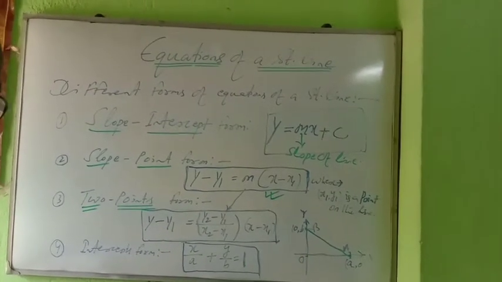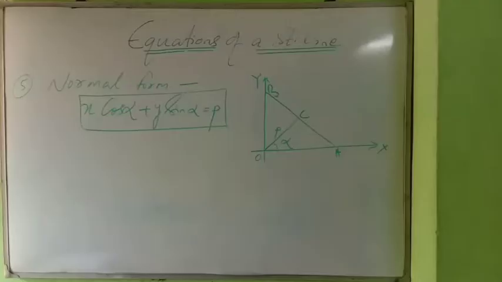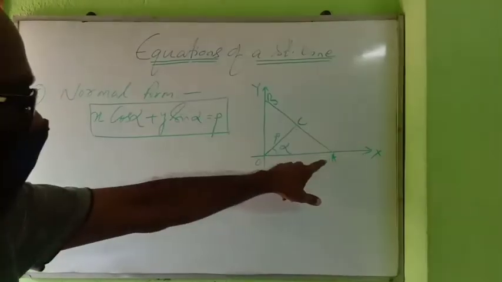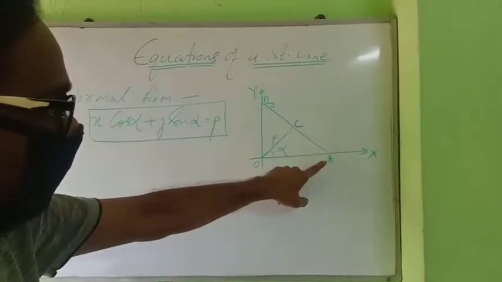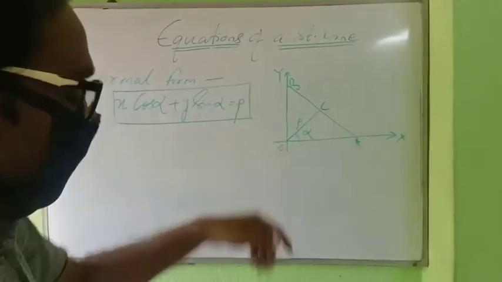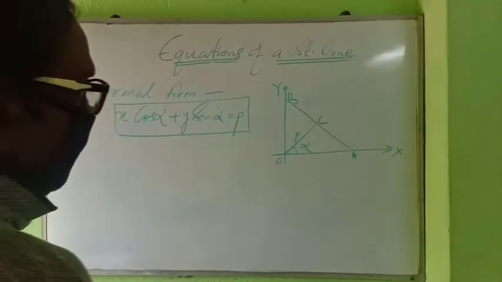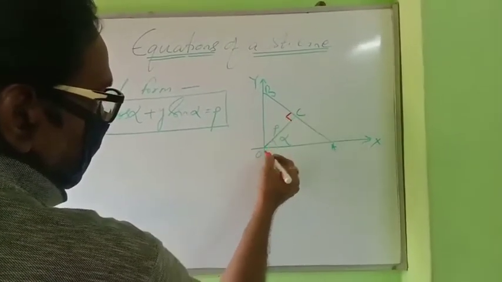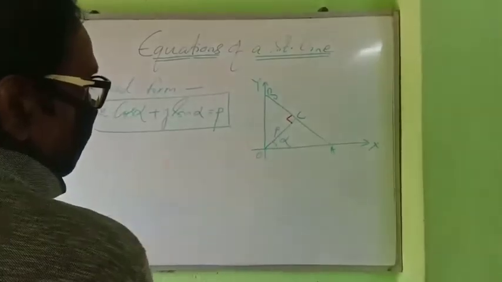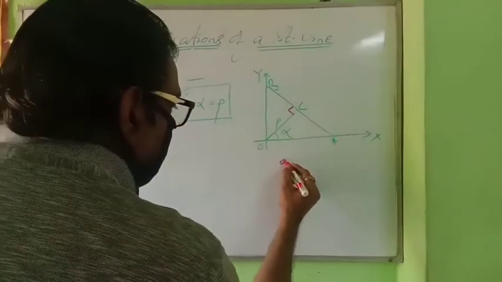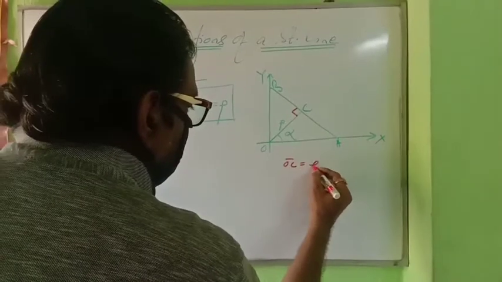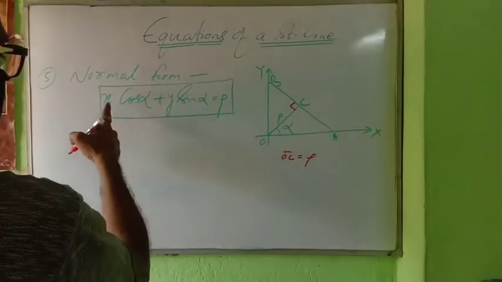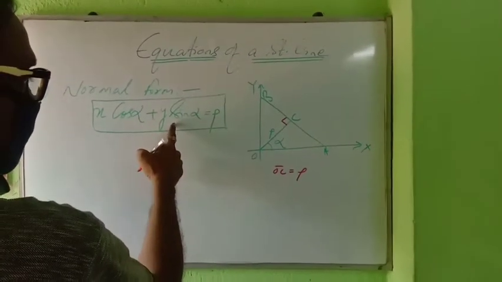Next I am going to number 5. See, number 5 I am taking normal form. What is that? Normal form. So AB is a straight line. A on the x-axis and B on the y-axis. And the perpendicular drawn from origin to the given line makes an angle alpha. And what is its length? OC is equal to, I have taken, this is P. In this case, the normal form will be x cos alpha plus y sin alpha is equal to P.